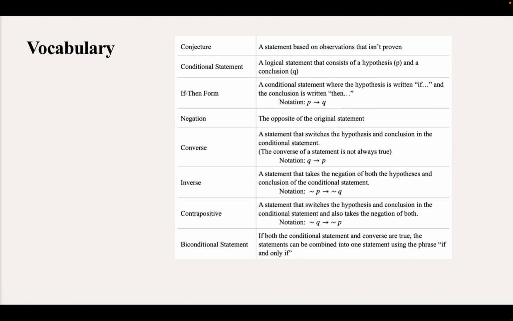If-then form is a conditional statement where it is written in if the hypothesis, then the conclusion. The notation for that, we would have P, which represents our hypothesis, and then a little arrow, and Q, which represents the conclusion. So P, then Q. If P, then Q. Negation. To negate something, you essentially put in the word not. So take something and you make it the opposite, you just put in the word not. If something is true, the opposite of that, it's not true.